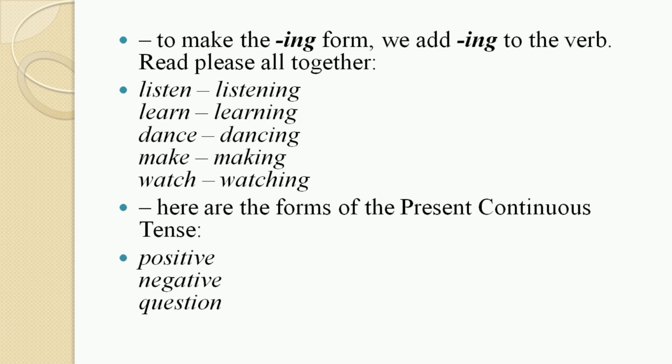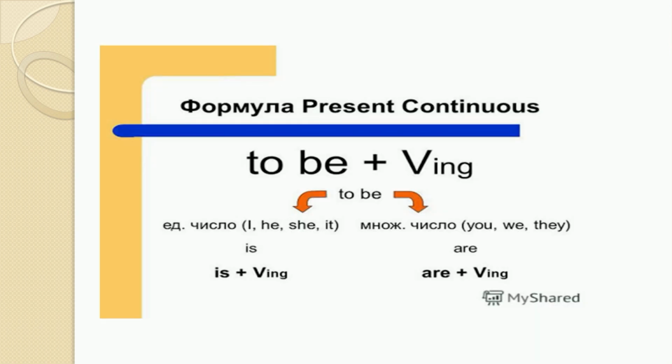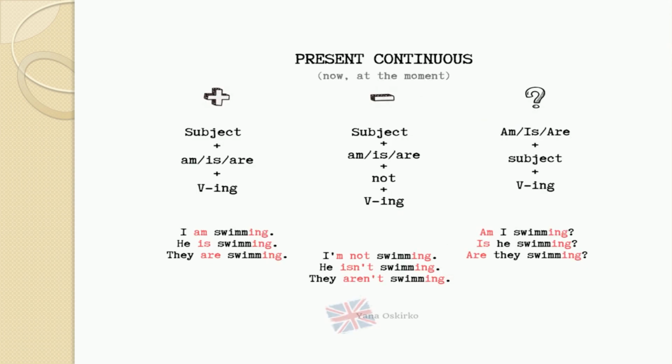Here are the forms of the present continuous tense. There are positive, negative, and question forms. The present continuous is formed with the help of the verb to be. To be is an auxiliary verb. After the auxiliary verb, we add the verb with the -ing ending, and we can make the present continuous tense. There are some examples of negative, positive, and question forms.